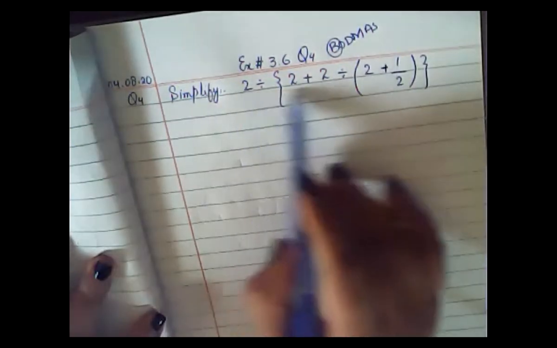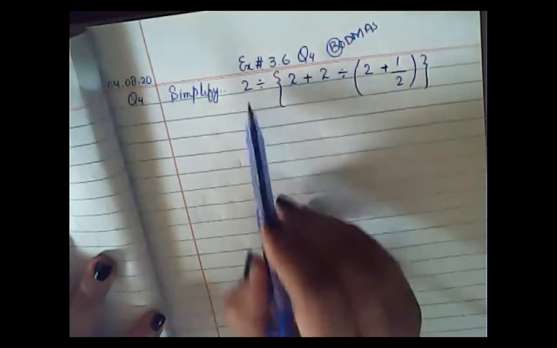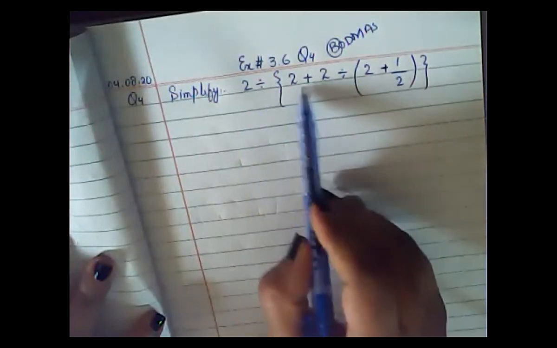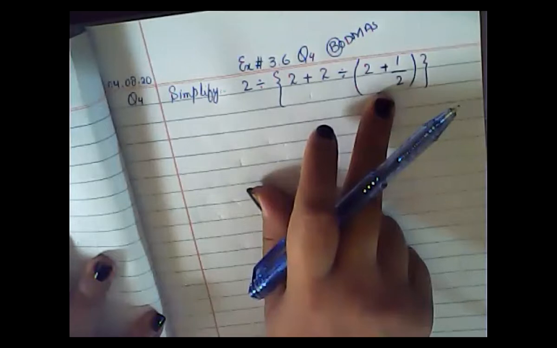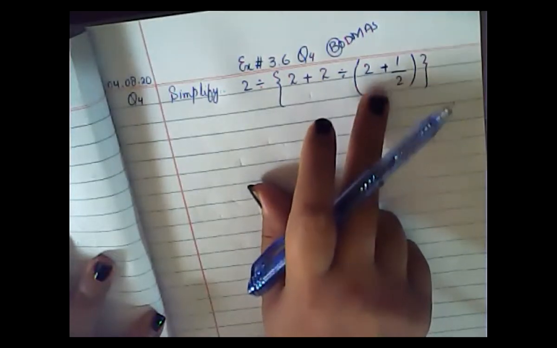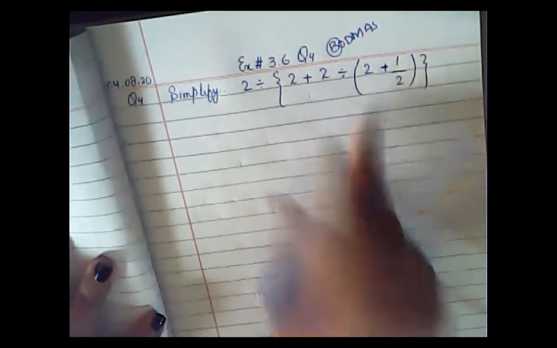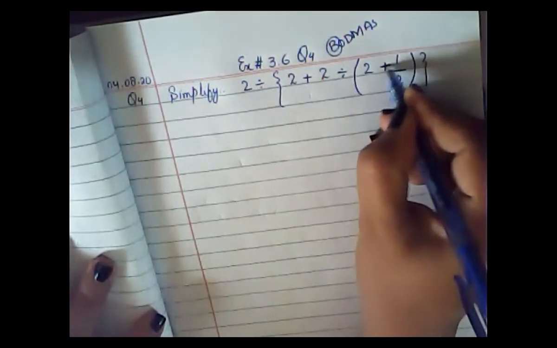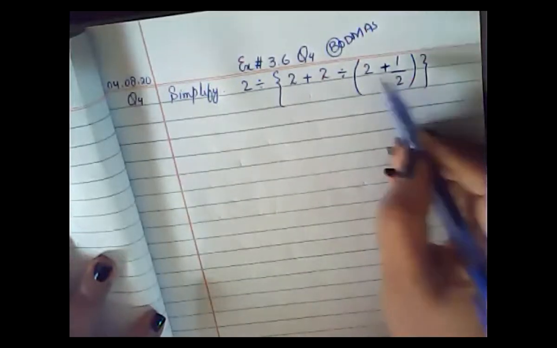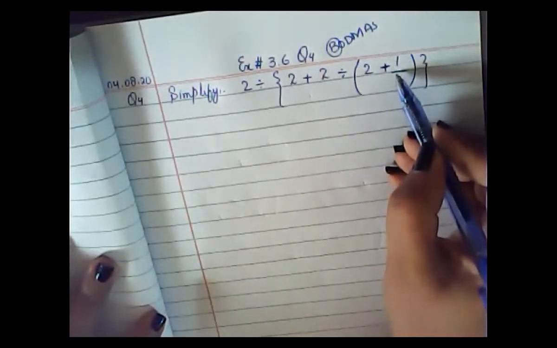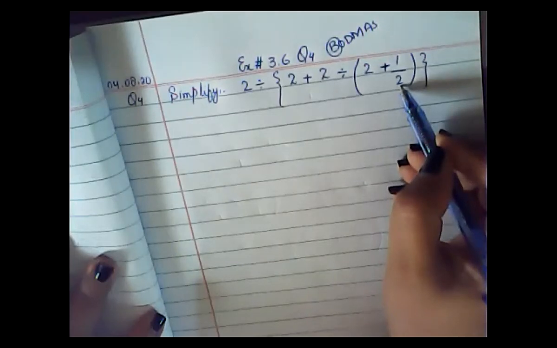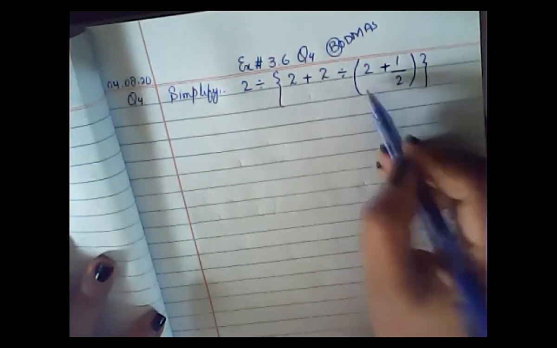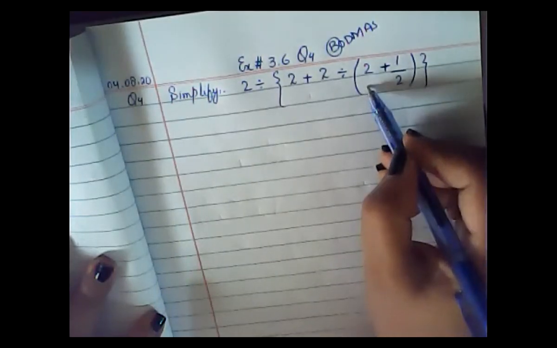So please do not touch this thing. Do not divide this one, do not add 2 plus 2, nothing, because we have to solve this bracket first. Inside the bracket you have the sign of addition here, so you have to add 2 plus 1 upon 2. But you cannot add it directly because here you have different denominators.